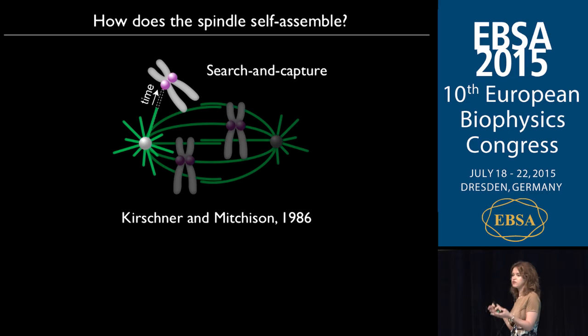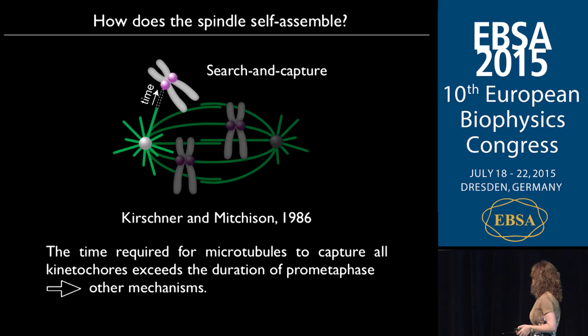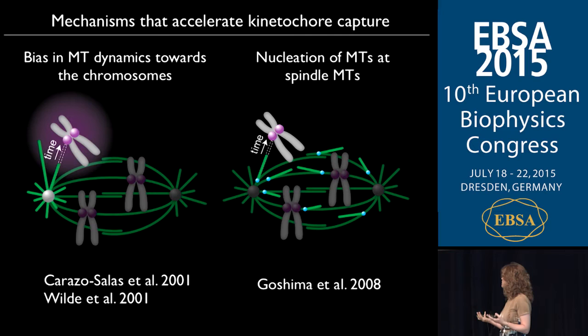Well, this is a plausible mechanism, but the time required for microtubules to capture all the kinetochores, for example, in a human cell, where we have 92 kinetochores, is longer than the duration of prometaphase, so the time that the cell actually needs to capture all the kinetochores, which means that other mechanisms probably also play a role here. So several mechanisms have been proposed since the time of this pioneering work. Different mechanisms have been proposed for how the capture of kinetochores can be accelerated.